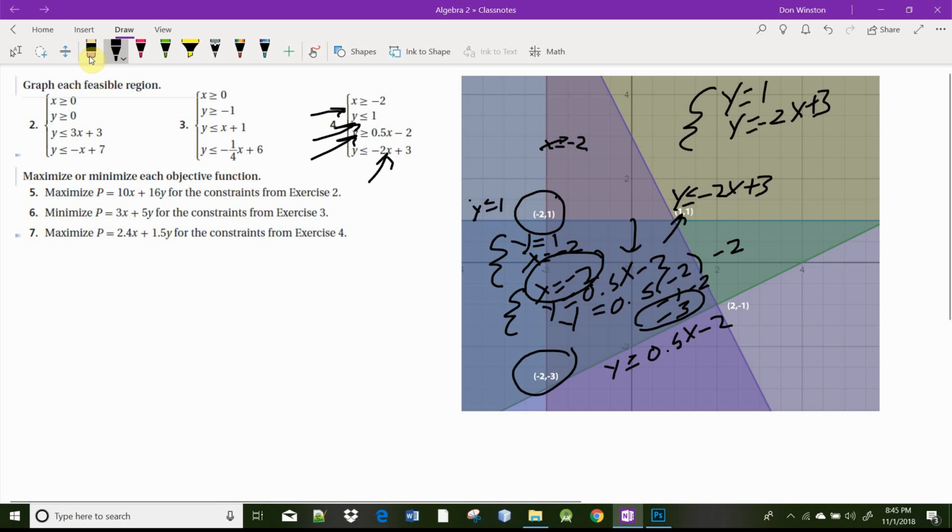So again, like before, we said y is equal to y, and we solve. So we have 1 equals negative 2x plus 3. Okay. So y is equal to 1, y is equal to negative 2x plus 3. Set the y's equal to each other. I'll subtract 3, I'll get negative 4 equals negative 2x.